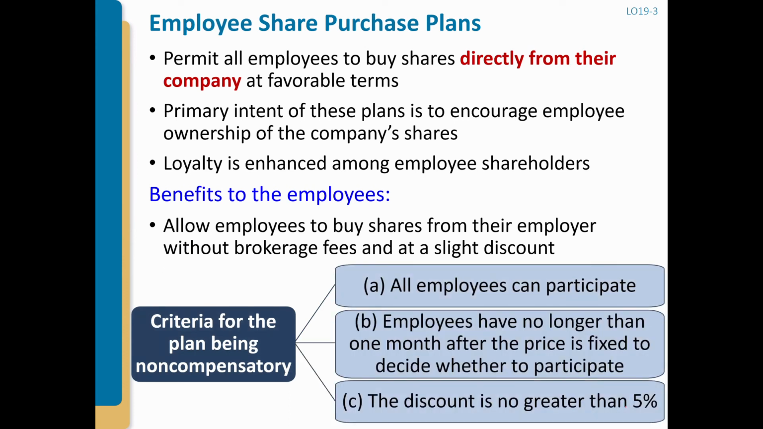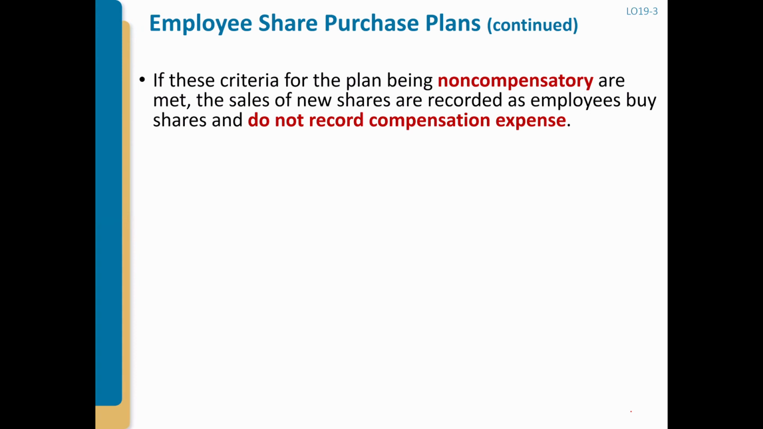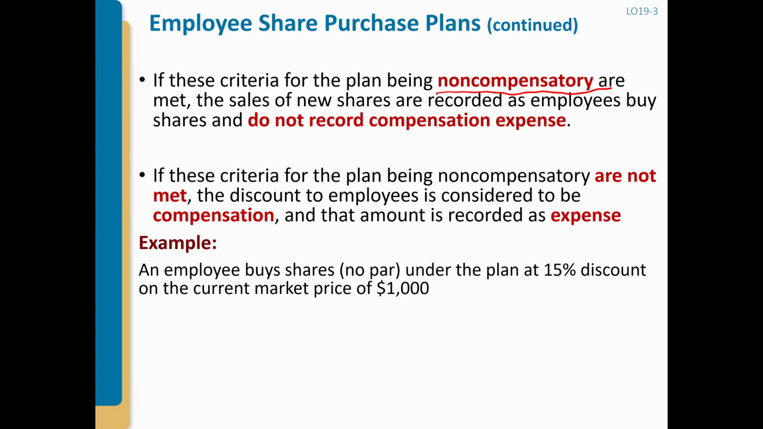Okay, and the most important thing here to remember is that the discount has to be greater than 5%. If the discount is 5% or less than 5%, we say that's okay. We don't count it as a compensation expense. It has to be greater than 5%. So if it's less than 5%, we call that non-compensatory. If it's non-compensatory, then you just recognize regularly. We don't recognize compensation expense.